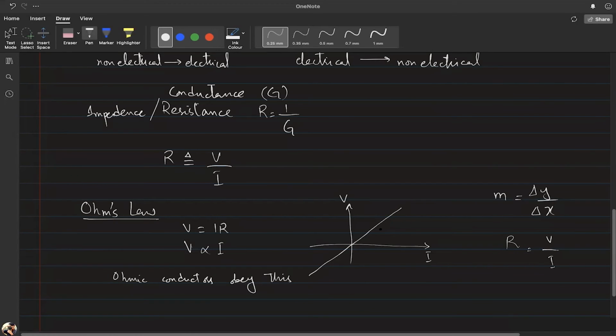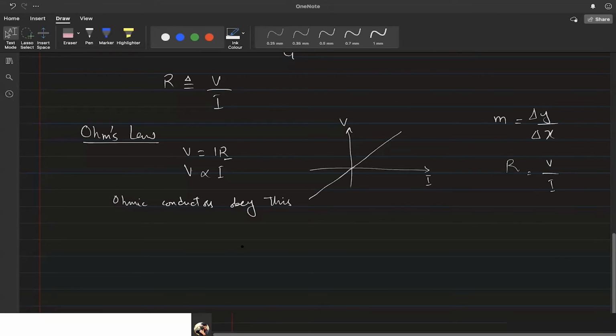So the gradient of such a graph is resistance, and you can see that resistance is constant. It's a straight line. Resistance does not change. And that is what ohmic conductors are, and that is why we have R in here. That resistance does not change. It's constant, regardless of how much current you're trying to move through or how much voltage you're giving to those charges. Okay, so that's Ohm's law.